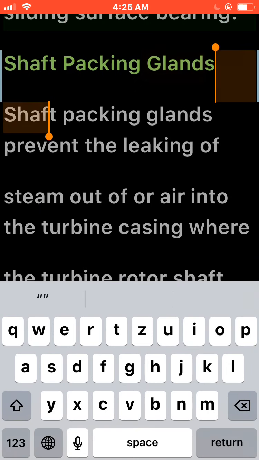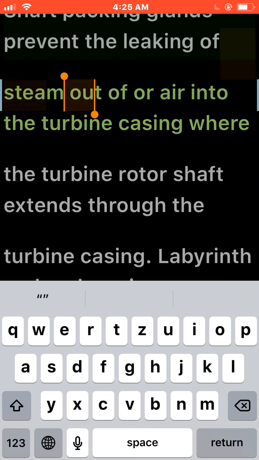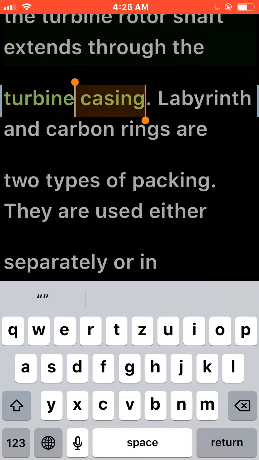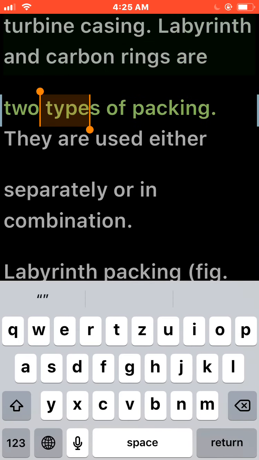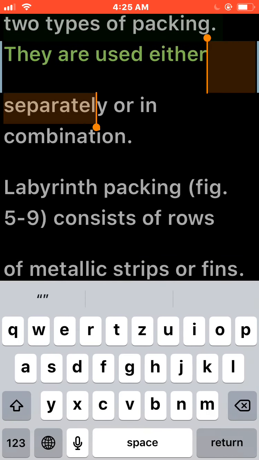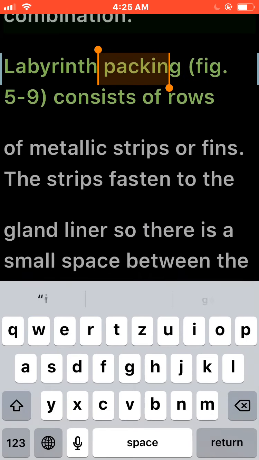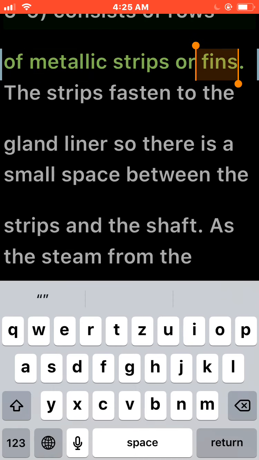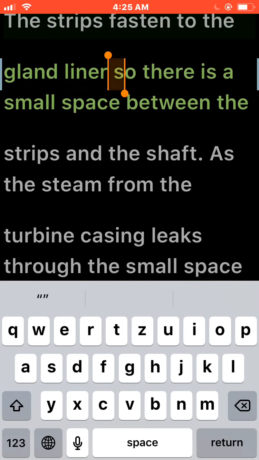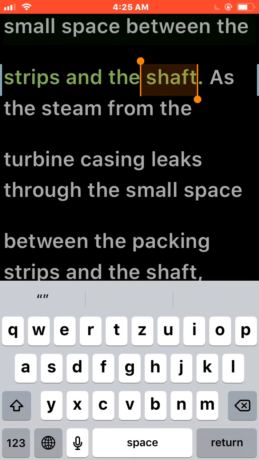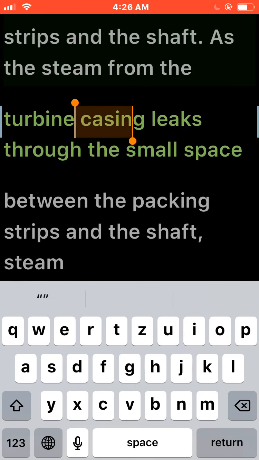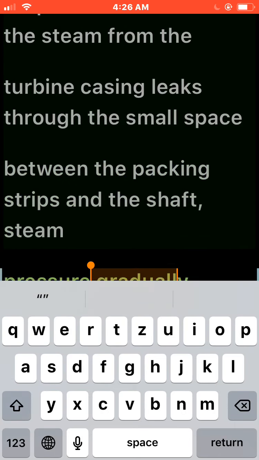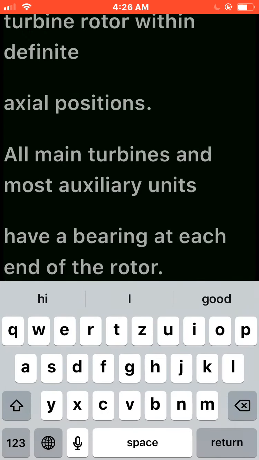Shaft packing glands. Shaft packing glands prevent the leaking of steam out of, or air into, the turbine casing where the turbine rotor shaft extends through the turbine casing. Labyrinth and carbon rings are two types of packing. They are used either separately or in combination. Labyrinth packing, figure 5-9, consists of rows of metallic strips or fins. The strips fasten to the gland liner so there is a small space between the strips and the shaft. As the steam from the turbine casing leaks through the small space between the packing strips and the shaft, steam pressure gradually reduces.